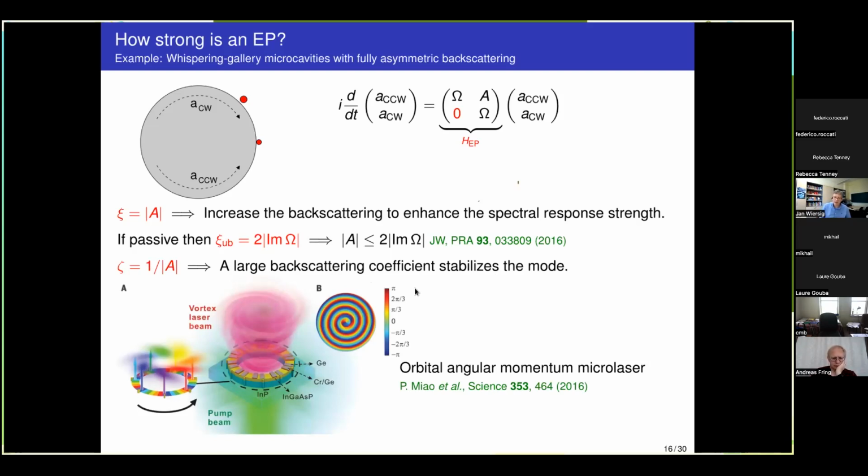I'm quite sure this has already been used unknowingly in the experiment with the orbital angular momentum laser. They rely on the fact that the mode has 100% chirality, or at least close to 100%, meaning that it goes only counterclockwise or clockwise. Of course, you have fabrication imperfections, so you're not exactly at the exceptional point and so on. Now, it turns out if the backscattering coefficient is large, then this is no problem. Then you still have a nearly 100% chirality state.